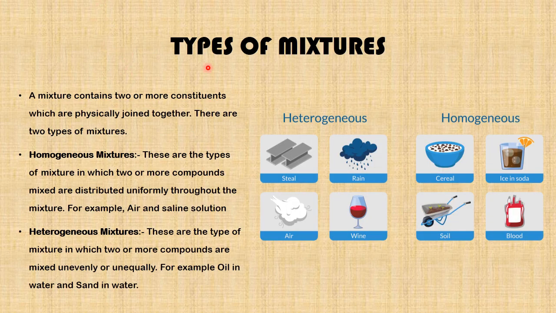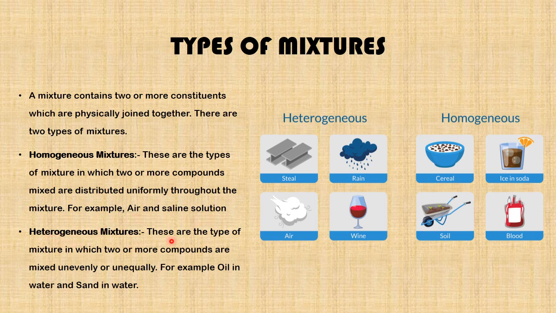Now, what are the types of mixtures that we have? A mixture contains two or more constituents which are physically joined together. There are two types of mixtures. We have homogeneous mixtures and heterogeneous mixtures. Now, homogeneous mixtures are the type of mixture in which two or more compounds mixed are distributed uniformly throughout the mixture. For example, we have air and saline solution.